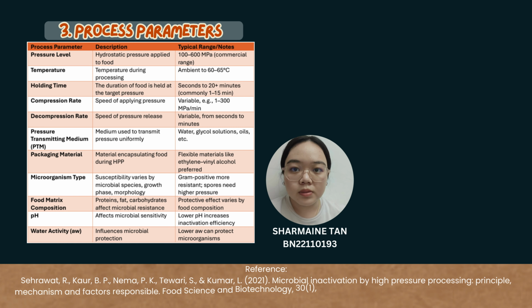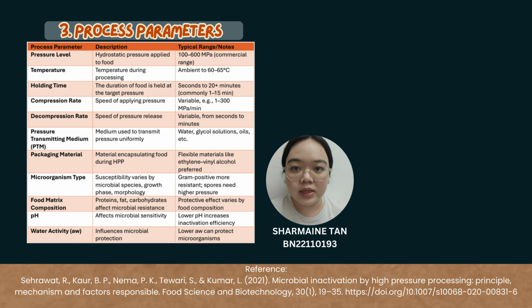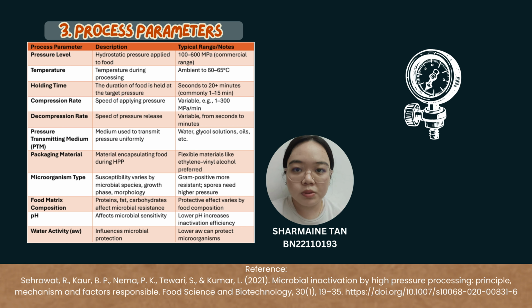Now I will explain the key parameters involved in HPP. These parameters are important because they determine how effective the process is for ensuring food safety and maintaining product quality. The first parameter is pressure level. HPP uses very high hydrostatic pressure applied to food, typically between 100 to 600 megapascal, which is the commercial operating range. Higher pressure means better microbial inactivation.